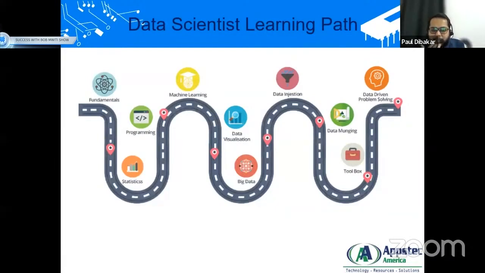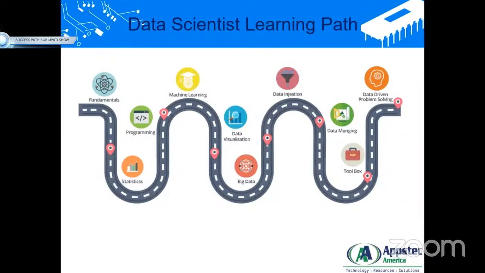R is the second language that is widely adopted, but Python stays ahead, right? So first you need to have your core programming strong with fundamentals. Then you need to be good at statistics, okay? Followed by your machine learning, data visualization, right? And when you consider all these are done, then you need to increase the corpus of your data, right?